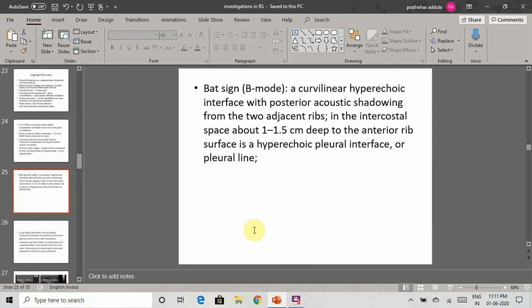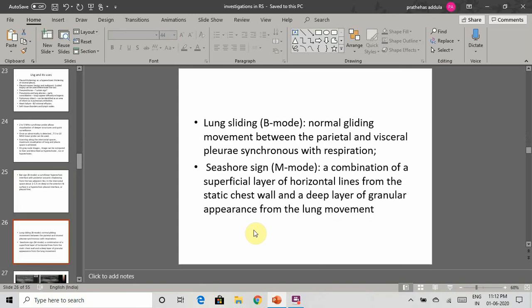Bat sign, B mode: a curvilinear hyperechoic interface with posterior acoustic shadowing from the two adjacent ribs in the intercostal space. About 1 to 1.5 cm deep to the anterior rib surface is a hyperechoic pleural interface, or pleural line. Lung sliding: normal gliding movement between parietal and visceral pleura, synchronous with respiration. Seashore sign, M mode: a combination of a superficial layer of horizontal lines from the static chest wall and a deep layer of granular appearance from the lung movement.